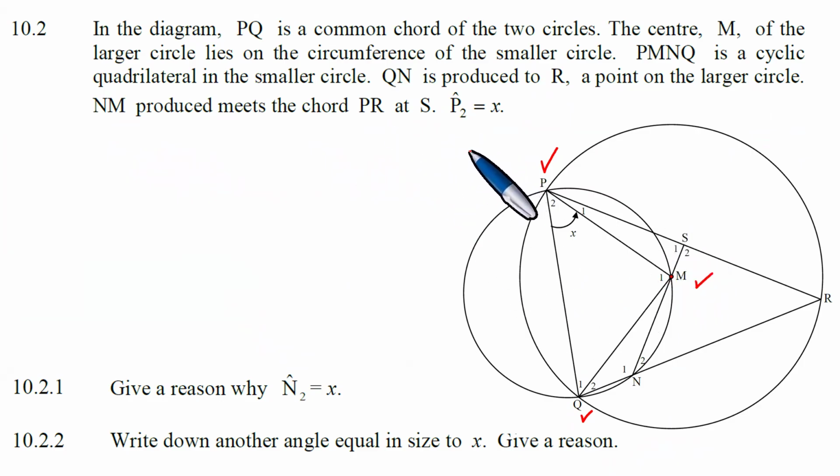The angle P2 is X. There it is, it is X. Give a reason why the angle N2 is X. The examiner is saying the angle N2 sitting here is X. They are telling you that it is X, but give a reason why.